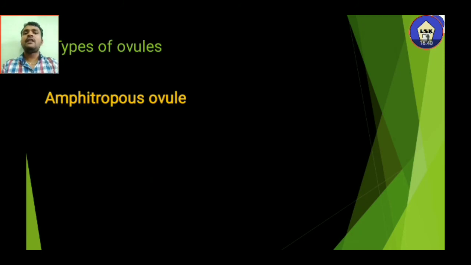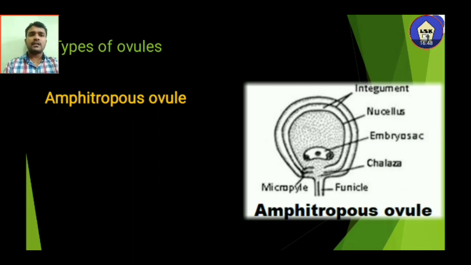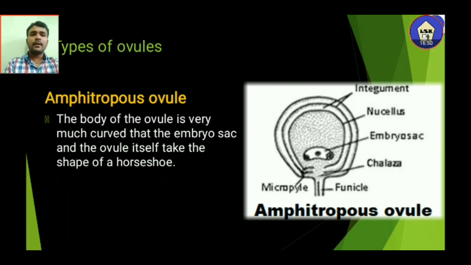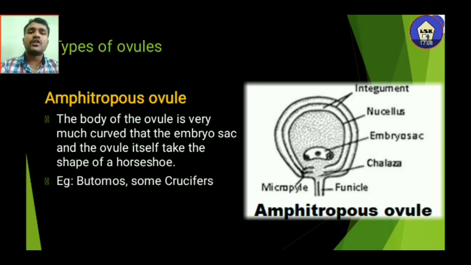The next type of ovule is called as amphitropous ovule. So what about amphitropous ovule? Say this is a photograph of amphitropous ovule. The very important point is with respect to the embryo sac. The body of the ovule is very much curved, and the embryo sac and the ovule itself take the shape of a horseshoe. So here the shape of the ovule is a horseshoe shape, and it is commonly produced by plants such as Butomus and some crucifers. So here you can see the diagram of embryo sac. The embryo sac is curved.